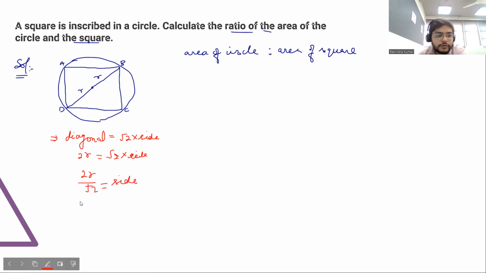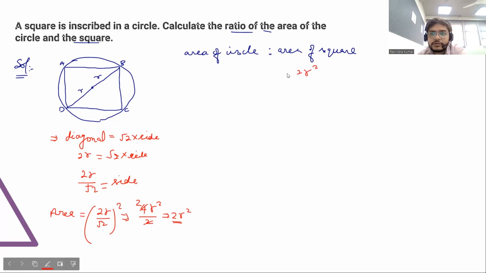And now you know that the area of a square is side square. So area of a square is side square, and the side we have is 2r by root 2, whole square. Okay, so this will be 4r square divided by 2. Now cancel out 4 by 2, so it is 2. So it will be 2r square. This is the area of a square, right? So right here, 2r square.